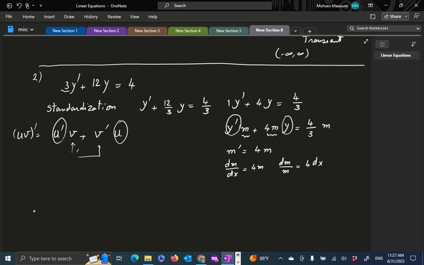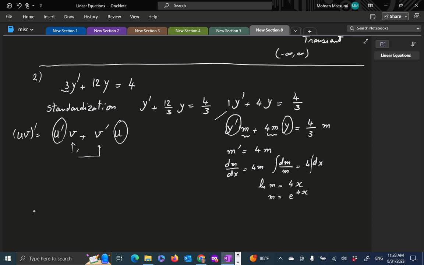Integrate both sides. We don't need to worry about the constants or the details of your logarithm. So to be quick, logarithm of m is equal to 4x. I didn't even bother with the constant. So m, exponentiating both sides, becomes exponential of 4x. So again, we did this very quickly. I didn't put absolute value, I didn't put a constant. I just need one m, any of the variety of them would do. So my m is exponential of 4x.